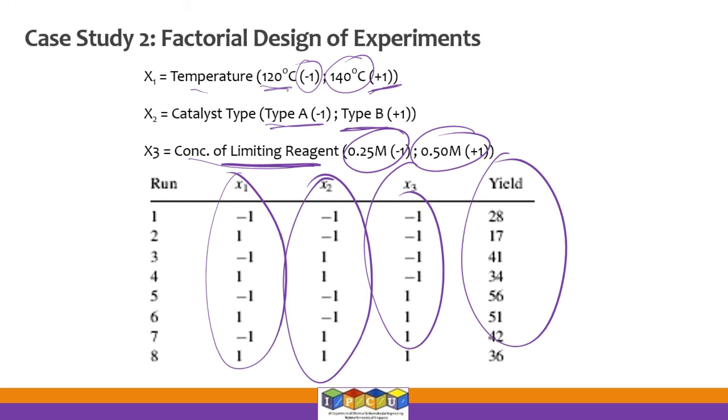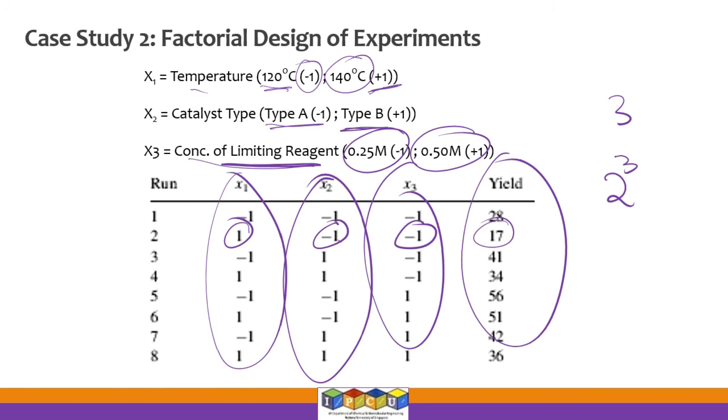So you understand that when we say 1, -1 and -1, we are talking about setting the temperature to 140 degrees Celsius, using catalyst type A, and using a limiting reagent with concentration 0.5 molar. Using that combination of input factors, the yield is obtained as 17. That is what the experiment in the lab gives us. It is 3 factors, each tested at 2 levels, no replicates, so it's a standard 2 to the power of 3 design.